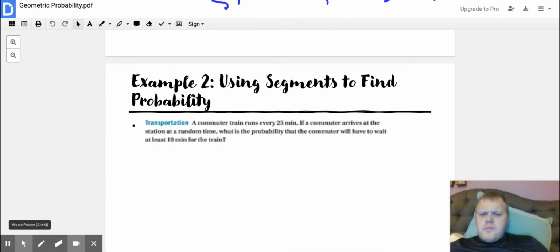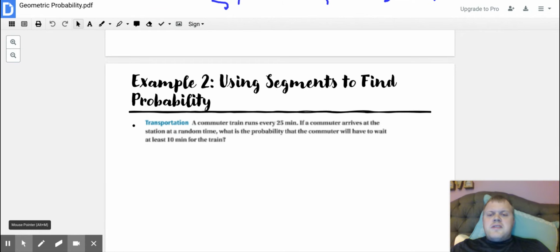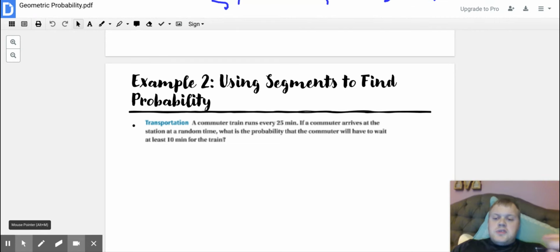Example 2, using segments to find probability. A commuter train runs every 25 minutes. If a commuter arrives at the station at a random time, what is the probability that the commuter will have to wait at least 10 minutes for the train? We're going to assume that a stop takes very little time. All right, so first step, let's draw a line.